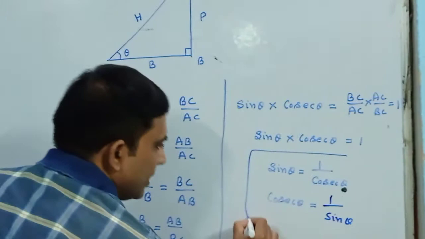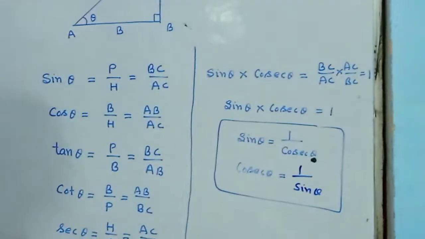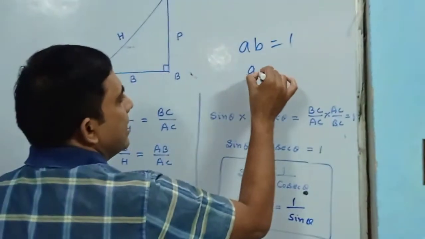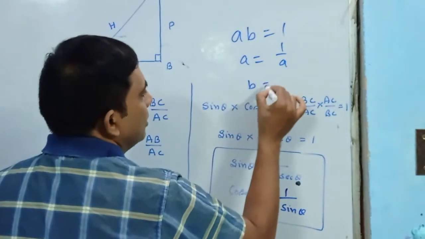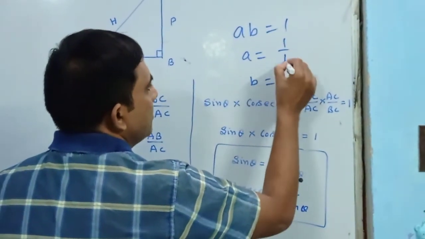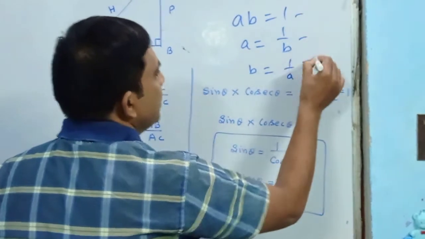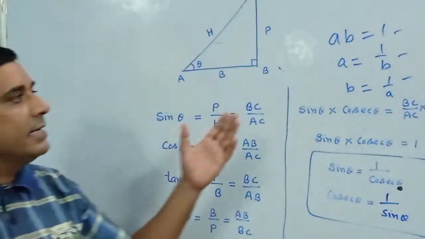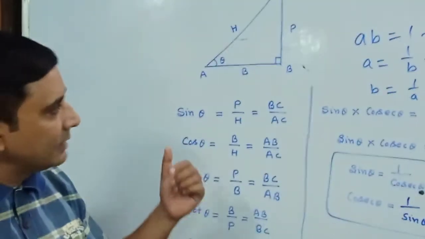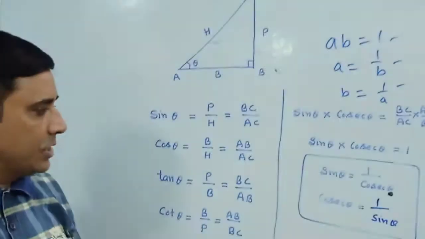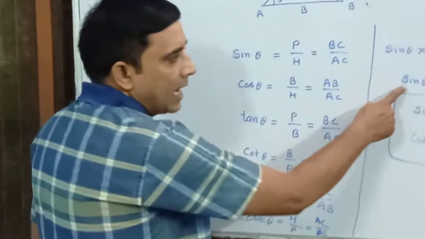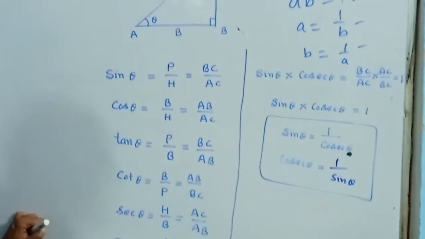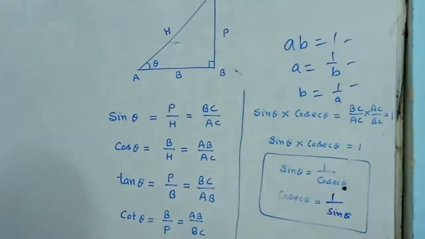So see this relation. If I write AB is equal to 1, it means A is equal to 1 by B and B is equal to 1 by A. What does it mean? It means A and B, these two numbers, are multiplicative inverses of each other, or in other words, we can say they are reciprocal to each other. In the same way, sin theta into cosec theta is equal to 1. It means sin theta and cosec theta are multiplicative inverses of each other.